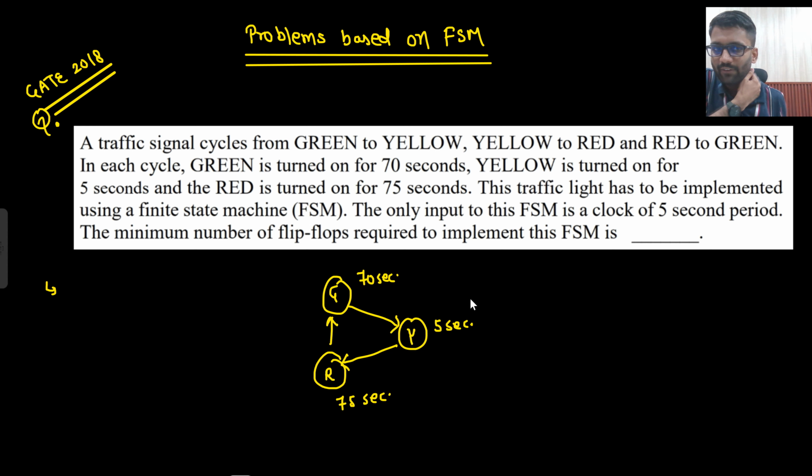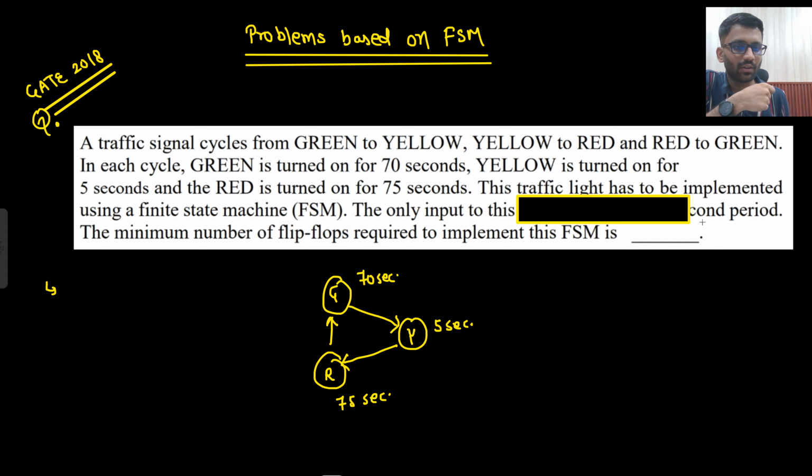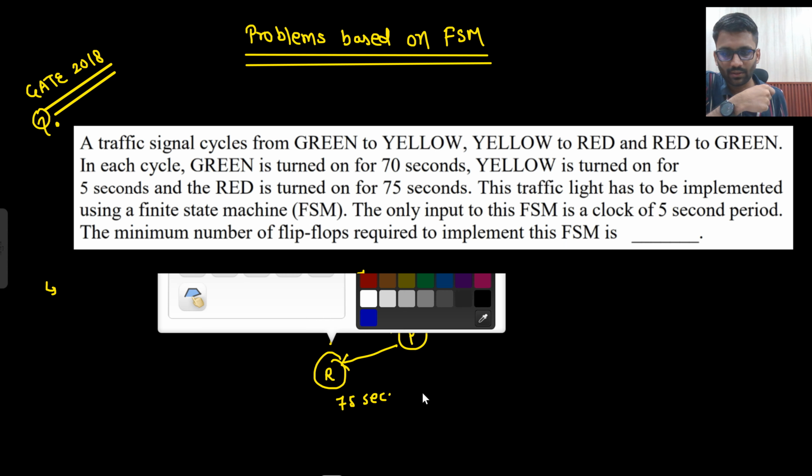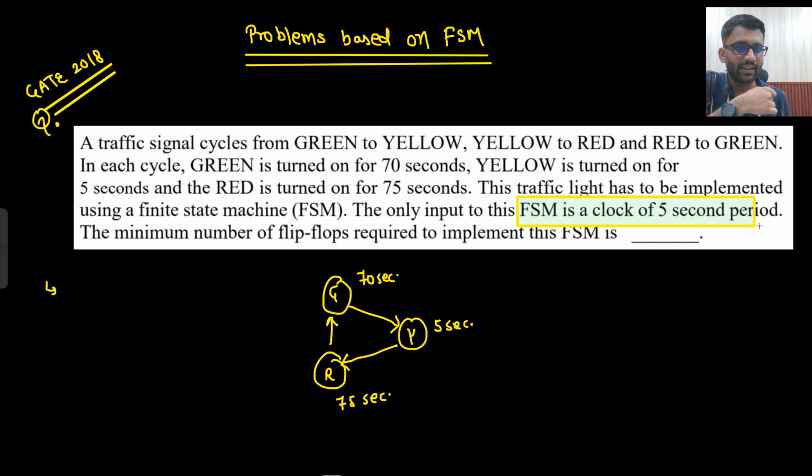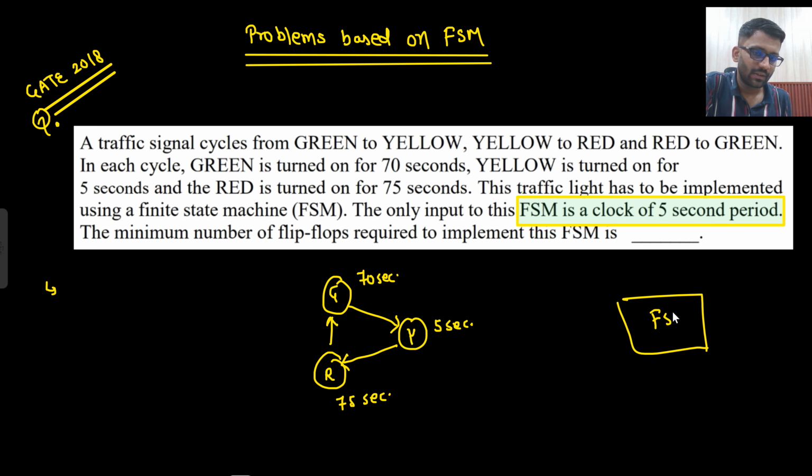Now a very important line will come. The traffic light has to be implemented using a finite state machine. The only input to the FSM is a clock of 5 second period. There is only one input, that is a clock, which is of 5 second period. What do you understand by that? In an FSM, there is always an external input and a clock, right? But here we see that there is only one input, which is the clock only. So based on the clock only, you need to make this cycle.